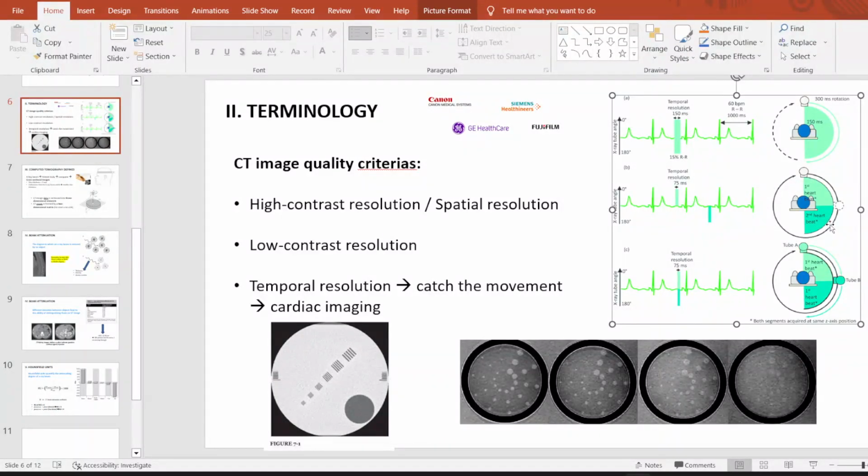On the second option, the tube just rotates about a quarter of the circle to reach 75 milliseconds temporal resolution, but it depends on our ECG to take the other measure at the other heartbeat. And the last one is the technique that uses two tubes to have only one measure at one time to get a 75 millisecond temporal resolution. Unfortunately, this knowledge is out of our topic today, but we'll talk about it later on a beautiful day.